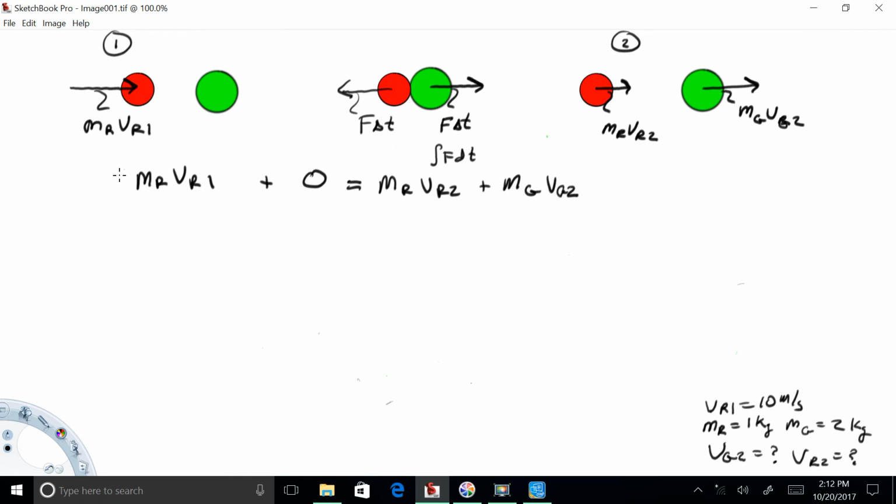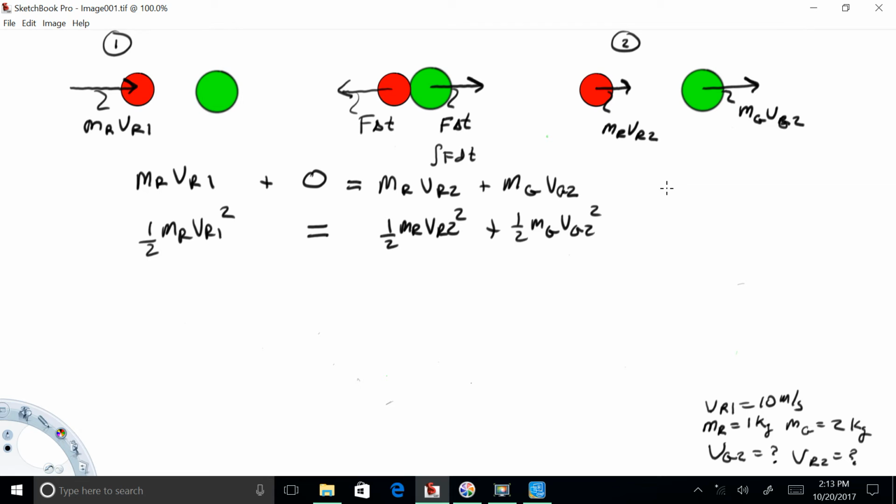which means all the kinetic energy in this equation, well, this momentum term would have a kinetic energy that goes with it, 1/2 mr vr1 squared. This momentum would have a kinetic energy term of 1/2 mr vr2 squared. This guy would have a kinetic energy of 1/2 mg vg2 squared. And again, normally what we'd find is our initial kinetic energy is typically greater than our final kinetic energy. But if we go ahead and assume an elastic collision, we can put equality there. And here's our second equation now that we can solve for this system.